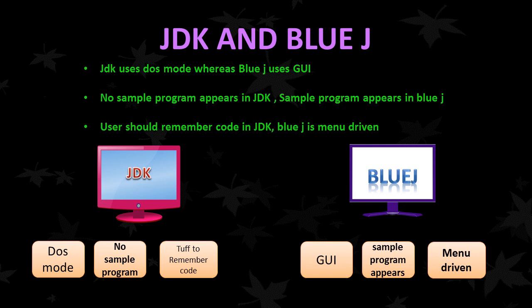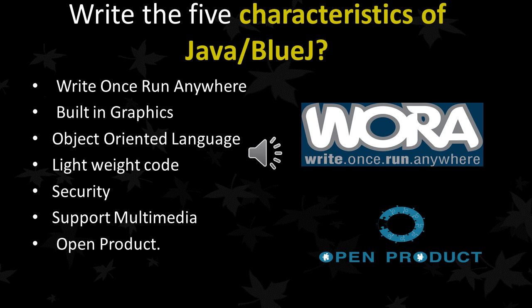Difference between JDK and BlueJ. JDK uses DOS mode whereas BlueJ uses GUI. No sample program appears in JDK. Sample program appears in BlueJ. User should remember code in JDK. BlueJ is menu-driven.